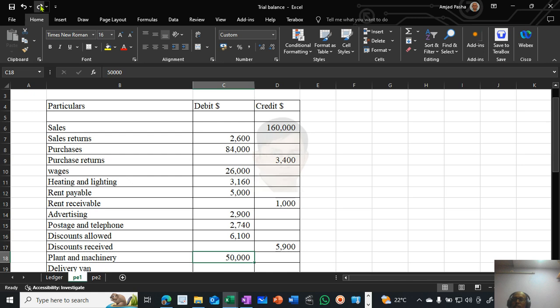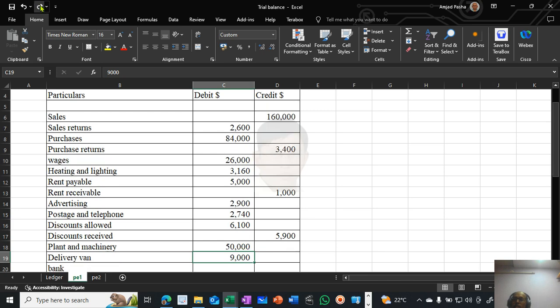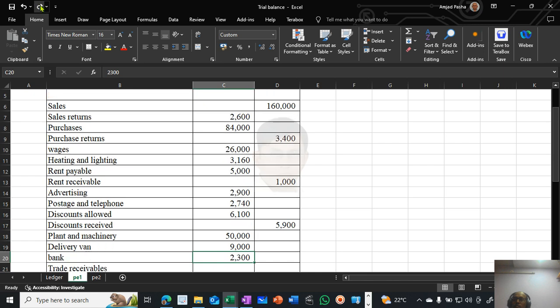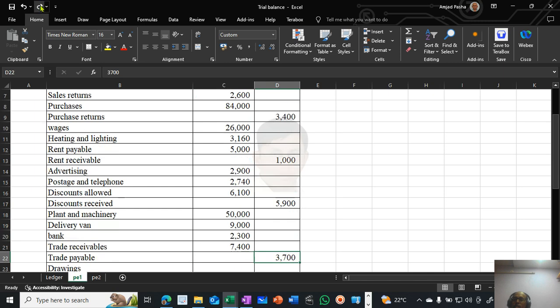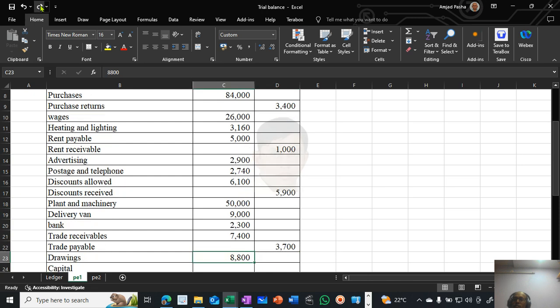Plant and machinery is an asset, so always a debit balance. Delivery van is an asset, always a debit balance. Bank is an asset, debit balance. Trade receivables is an asset, debit balance. Trade payables is a liability. Drawings are always a debit balance.